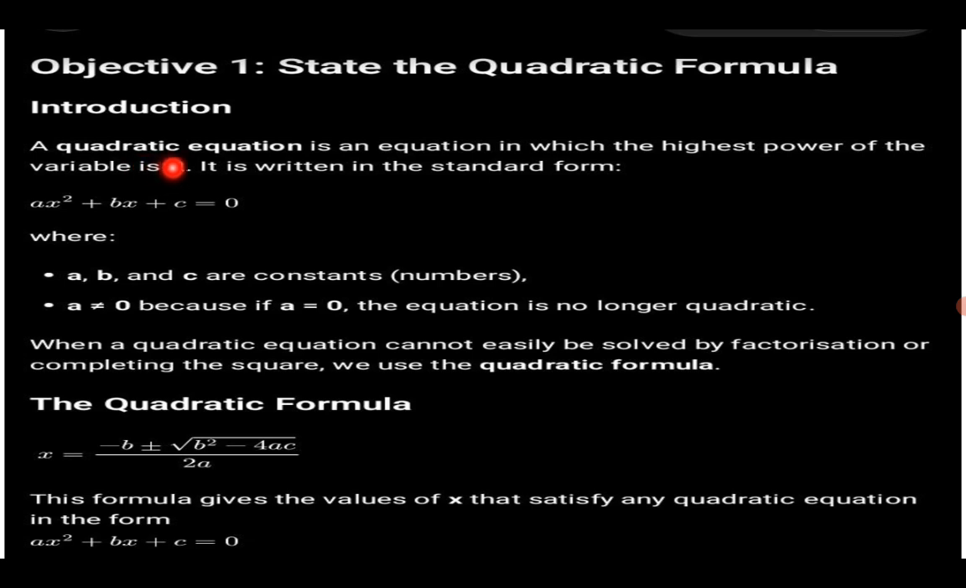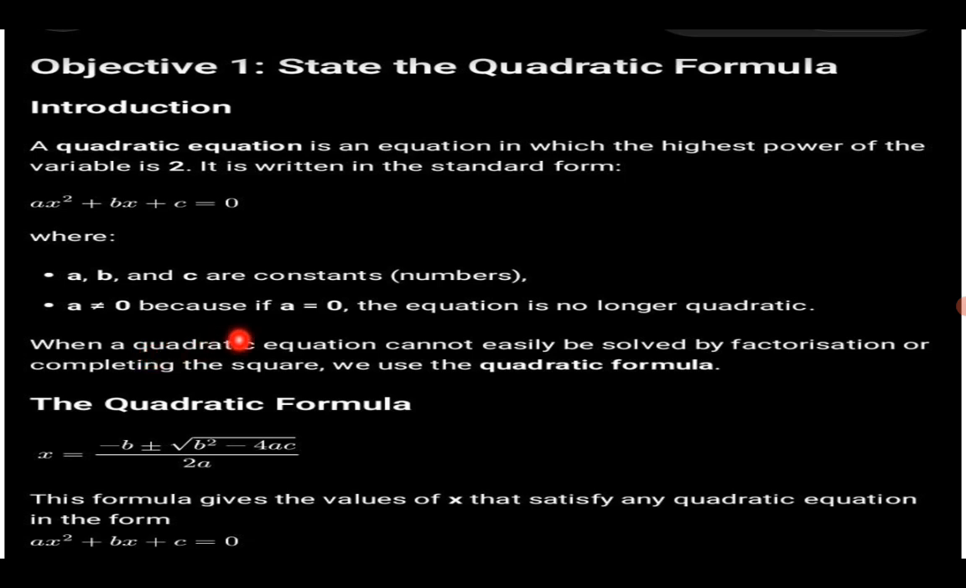Recall from our previous lessons, we defined a quadratic equation as an equation in which the highest power of the variable is 2. And it is written in the standard form ax squared plus bx plus c equals 0, where a, b, and c are constants. In other words, they are numbers. And a should never, ever be equal to 0. Because if a equals 0, then the equation is no longer quadratic. You end up having a linear equation.